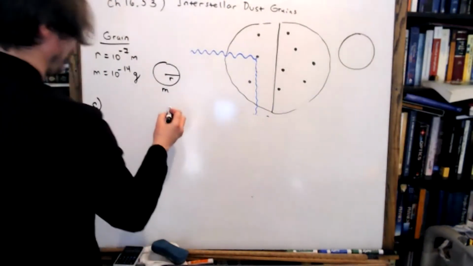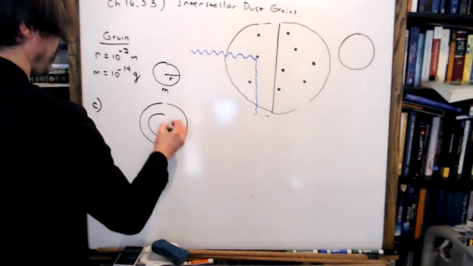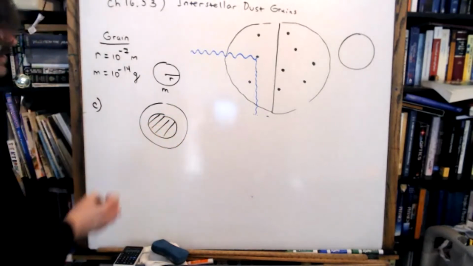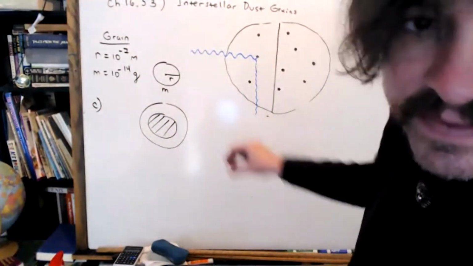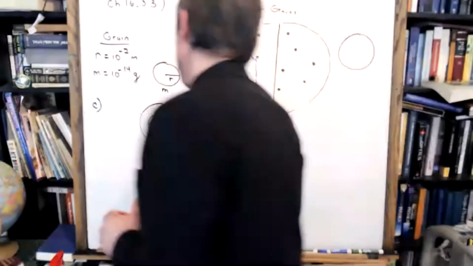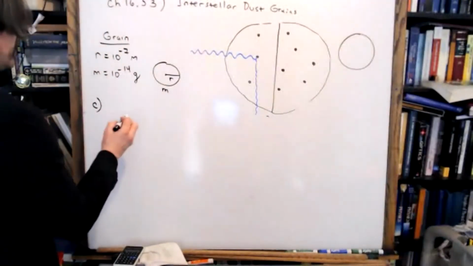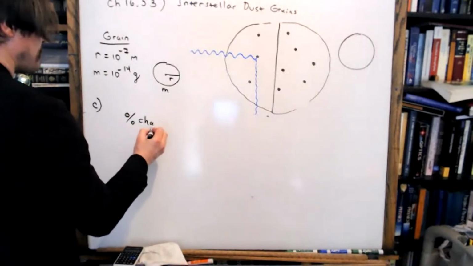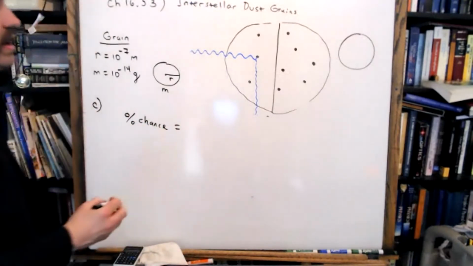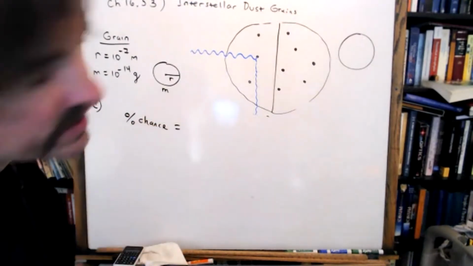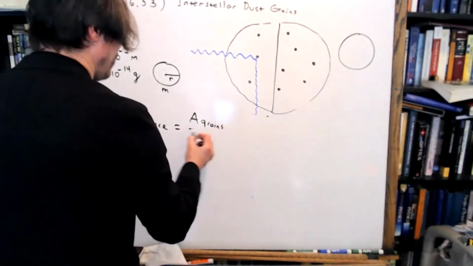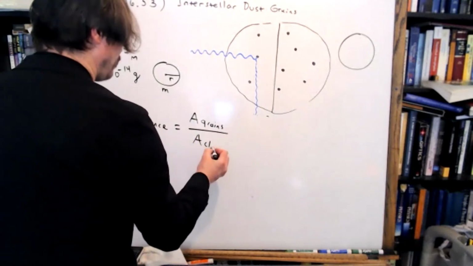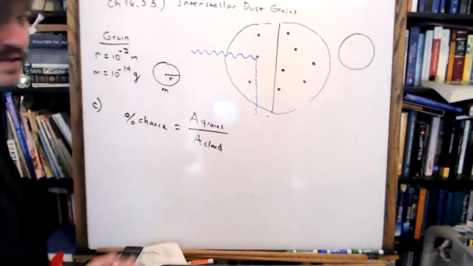If you have a dartboard, if the area of your bullseye is half the area of the dartboard, you've got a 50% chance of hitting it if you throw a random dart, right? So I would say that the percent chance of a photon hitting the dust grain is the area of all the grains divided by the area of all the cloud as a disk.